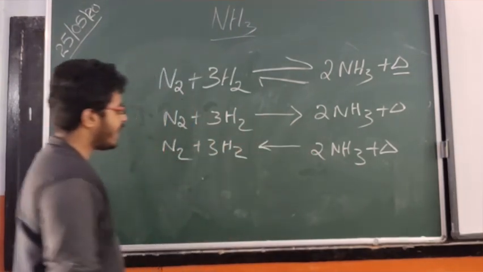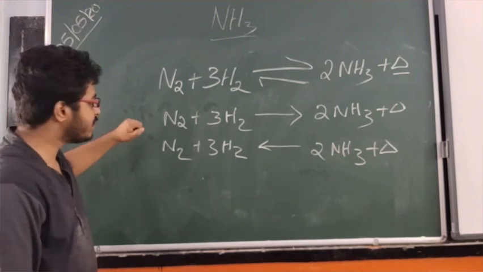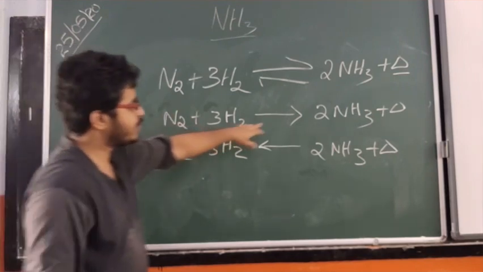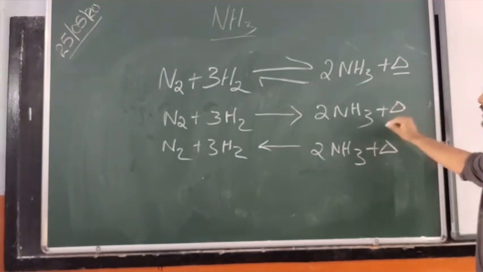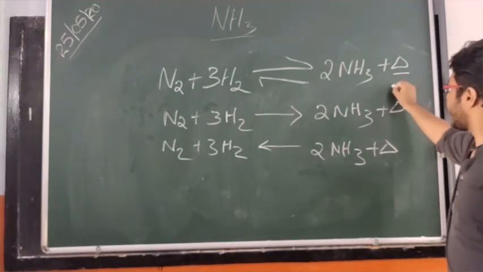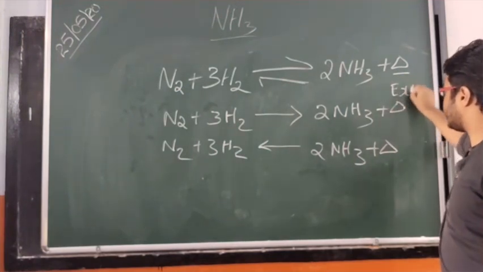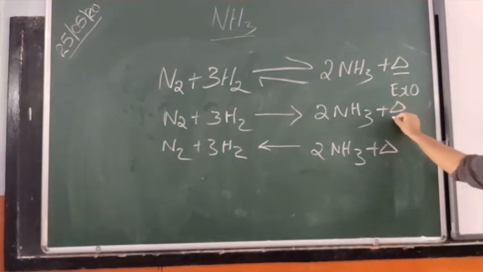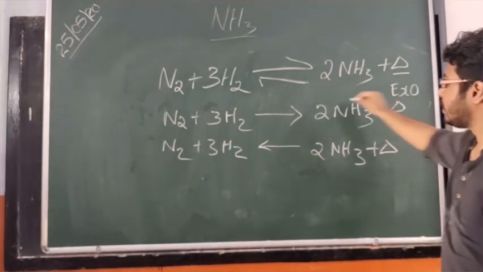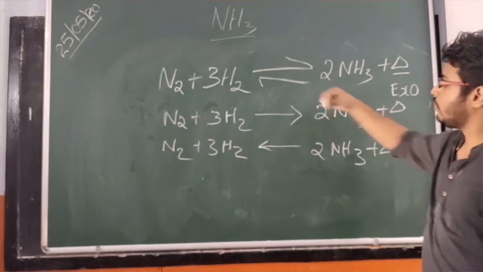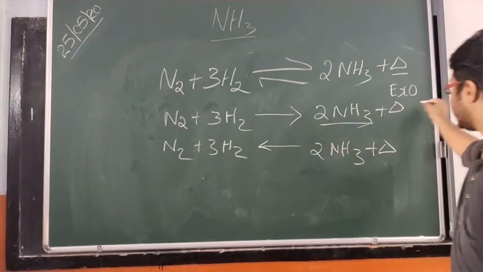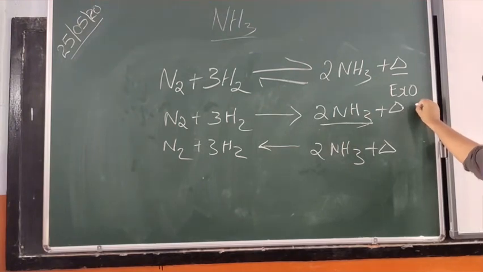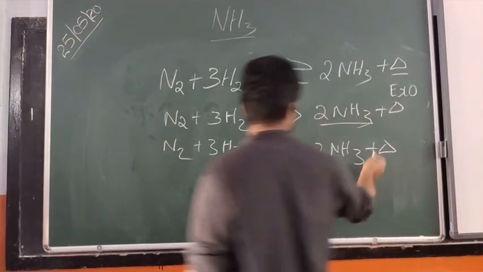So if you are analyzing these two reactions, N2 plus 3H2 gives 2NH3 plus delta. Since there is a delta here, this is an exothermic reaction, or in other words, heat is liberated outside. So the first reaction, the formation of NH3 from N2 and 3H2, is an exothermic reaction. Okay. Now what about this second reaction?